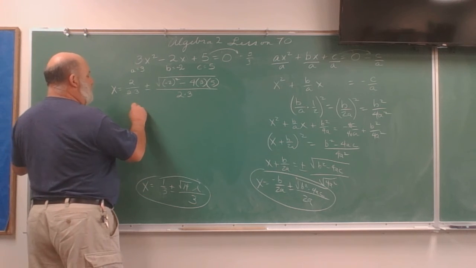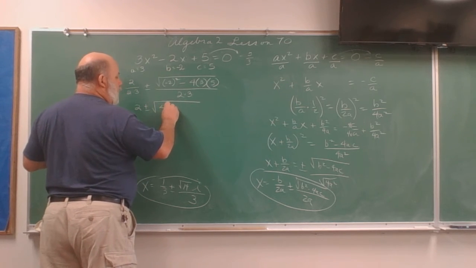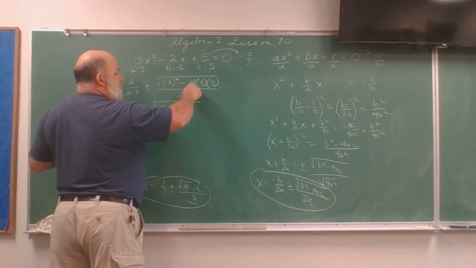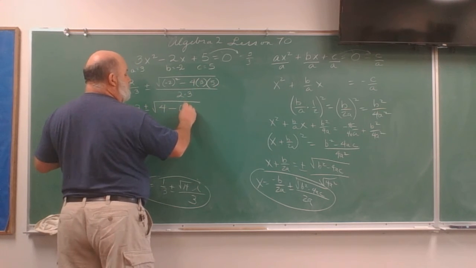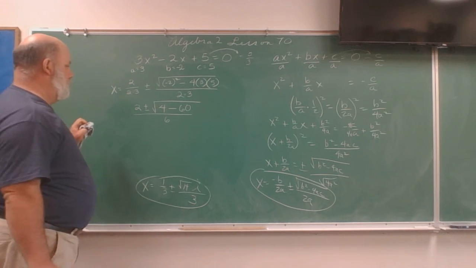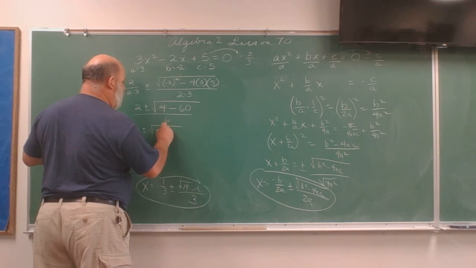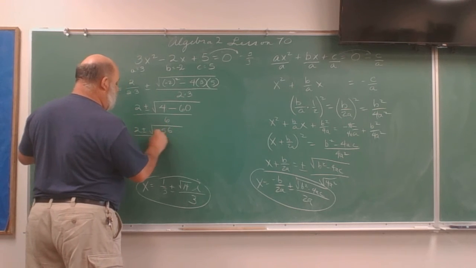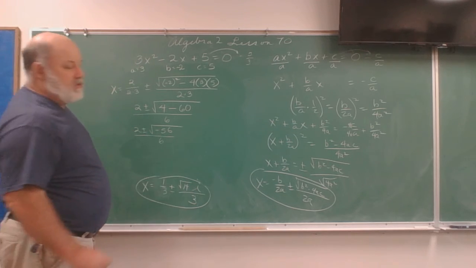So this gives me 2 plus or minus the square root of 4 minus 4 times 3 is 12 times 5 is 60 all over 6. Well, that gives me 2 plus or minus the square root of -56 all over 6. We have to break down the square root of 56.